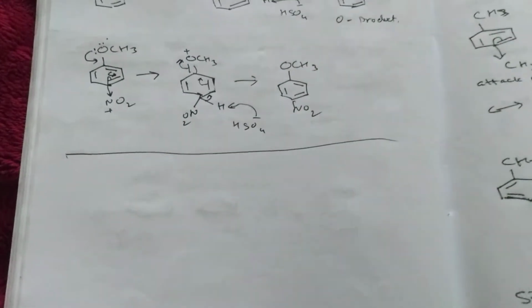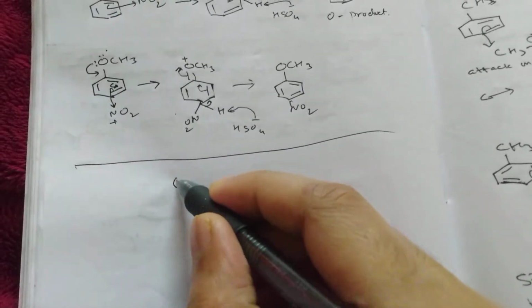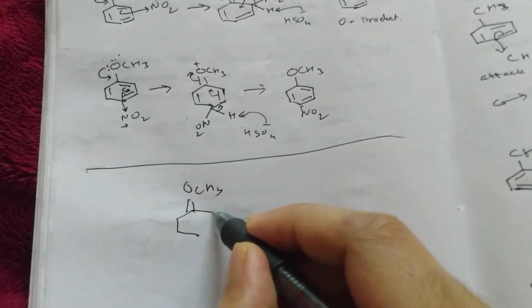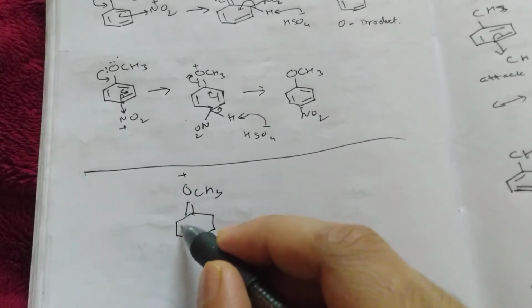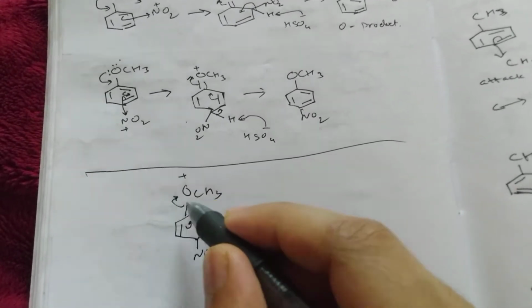It's always good to show the resonance structure. I did not show, but let me show it. Let me show for this one. Let me show for this one. So you are having OCH3. So you can show like that.